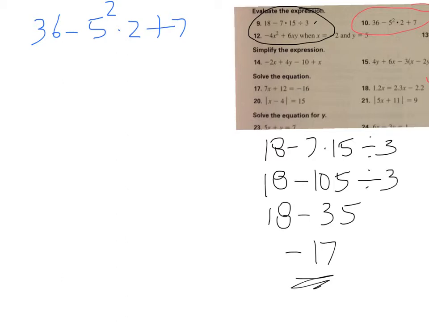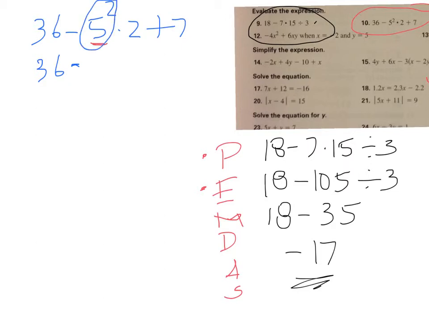Order of operations, PEMDAS. Parentheses: no parentheses. Let's rewrite the PEMDAS over here. Exponents: yes, I have a 5 squared. So I'm going to rewrite the 36 minus, and the square is only for the 5. Only for the 5. So minus 5 squared is going to give me 25 times 2 plus 7.